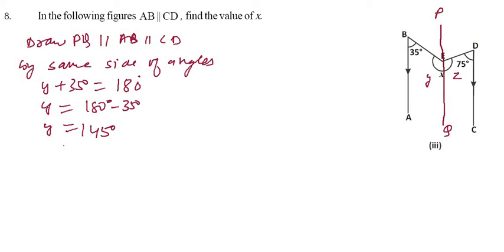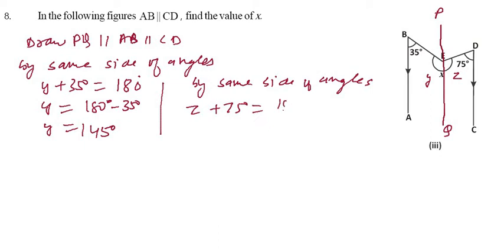Now, once again, by same side of angle, z plus 75 will be equal to 180 degree. So you can say z is equal to 180 degree minus 75 degree. Subtract this. So 10 minus 5, that is 5. Here is 7, 7 minus 7, that is 0. And here is 105 degree.